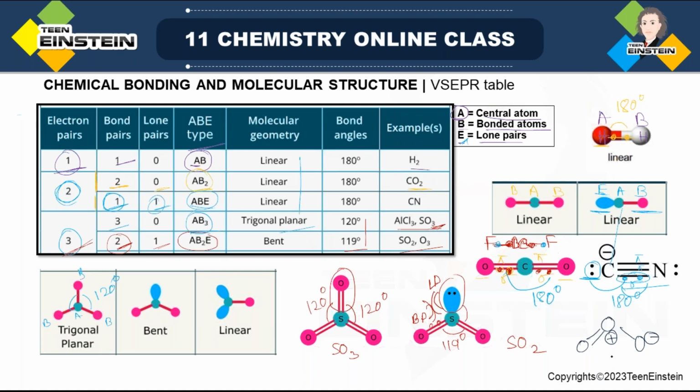So this is also under AB2 type, because surrounding this middle oxygen, it is as if A, this will be treated as B, and this will be treated as another B. Okay. So in the third position, there is no other B. That is why it is not AB3, it will be AB2E.